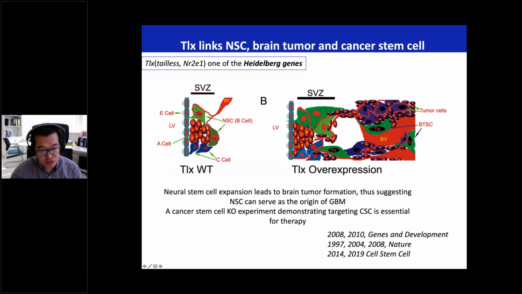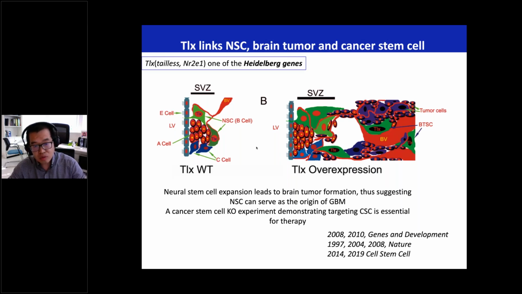And if you remove this gene, you lose stem cells in the adult brain. And if you give two more copies of this mouse gene into these cells, they get many more neural stem cells and also brain tumor formation in these animals. So I think that provides a very interesting link between stem cell expansion and brain tumor formation in vivo, because the manipulation was done only in stem cells.